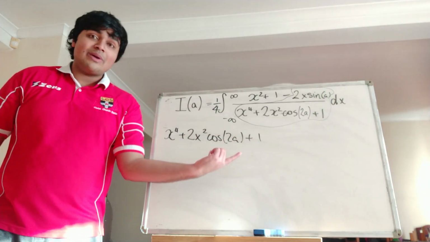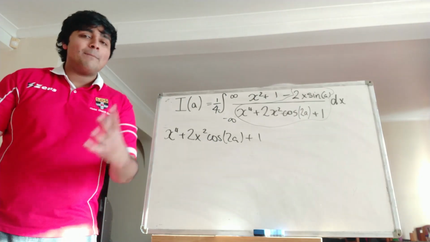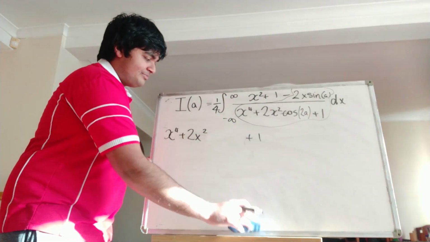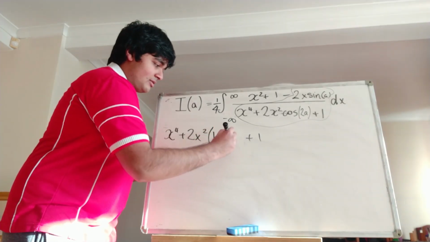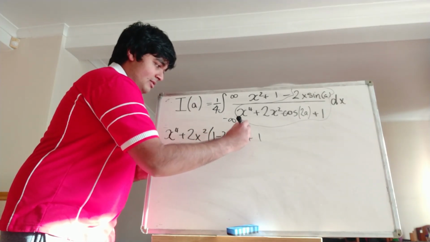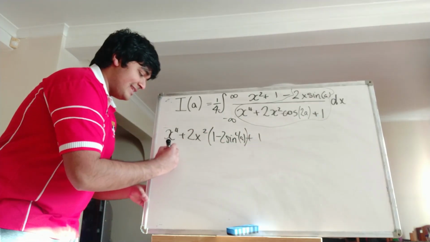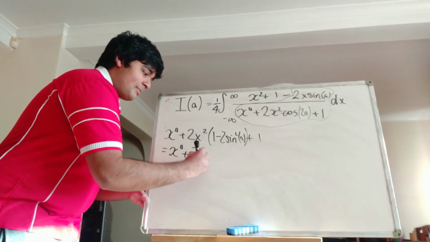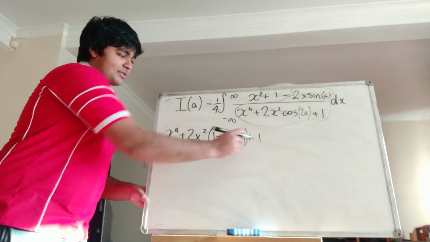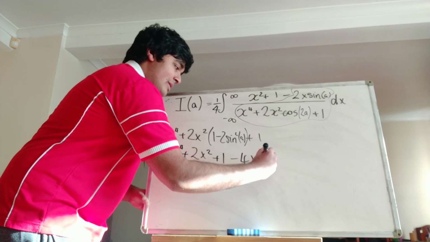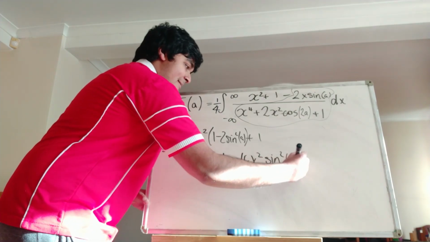We know cos 2a is the same as 1 minus 2 sine squared a. Okay, so that's what I'm going to write down. Okay, and now all I want to do is expand the brackets on this thing here. So this is equal to x to the 4 plus 2x squared, and I'm just going to write this 1 here, and then minus 4x squared sine squared a.